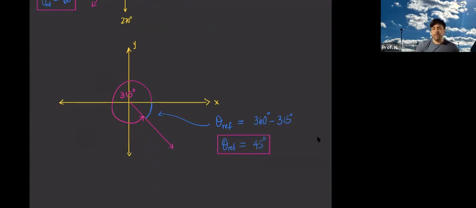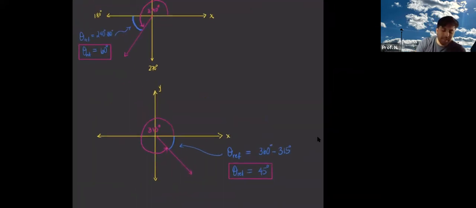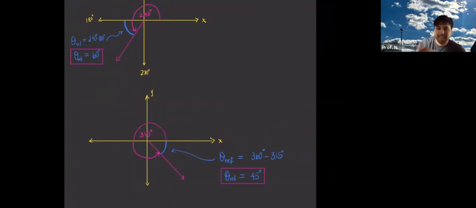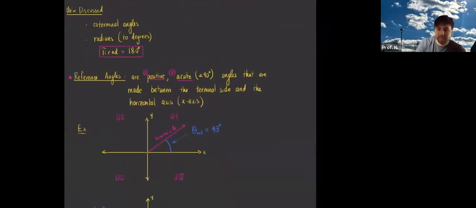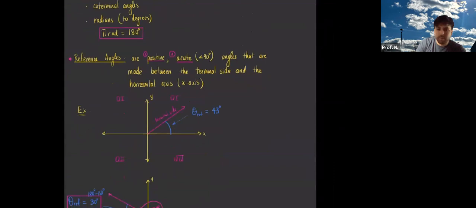So good. So that's the idea. The idea is that we're trying to figure out what is that angle that's made between the x-axis and the terminal side. That's it. That's all the reference angle is. So the reference angle will always be positive and will always be acute.